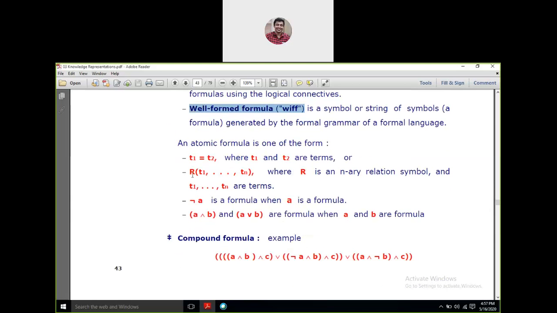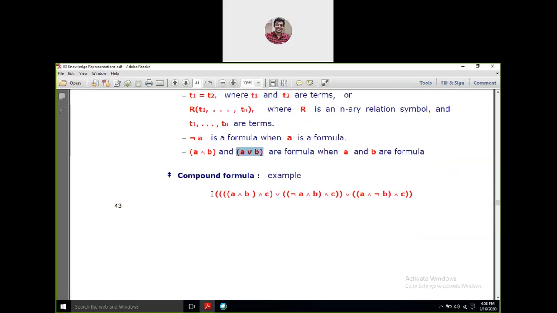Now, here they talked about T1 and T2, where T1 and T2 are the terms that are involved, right? And R is a relation symbol which holds all the terms starting from T1 till Tn. And if not A is a formula, then obviously A is also a formula. Now, A and B, and A or B are also formulas based on A and B, right? And we do have a set of compound formula examples in front of you.